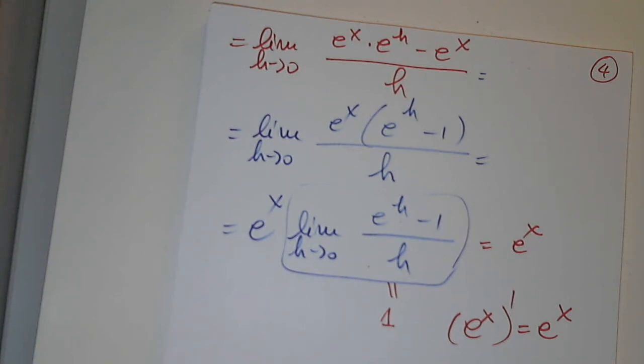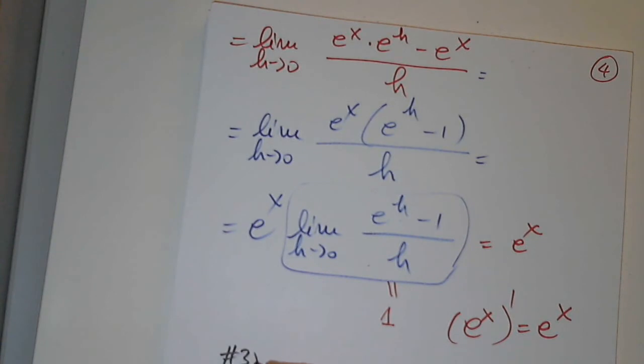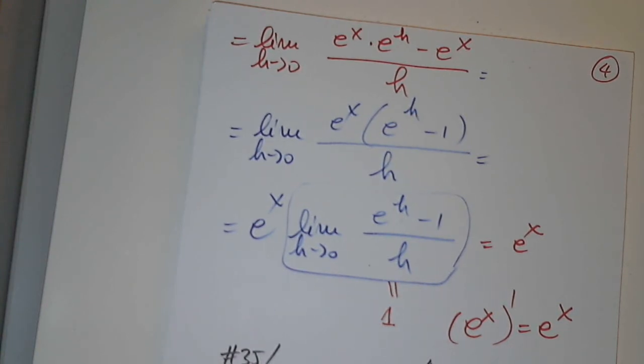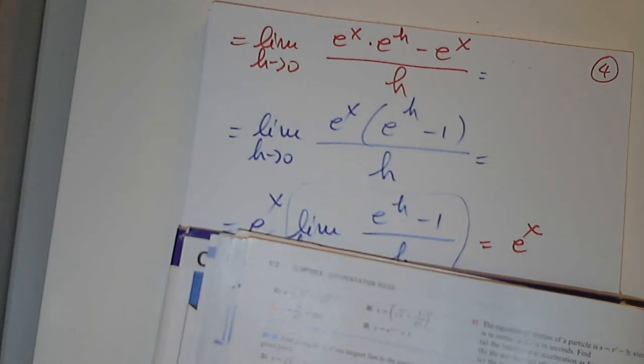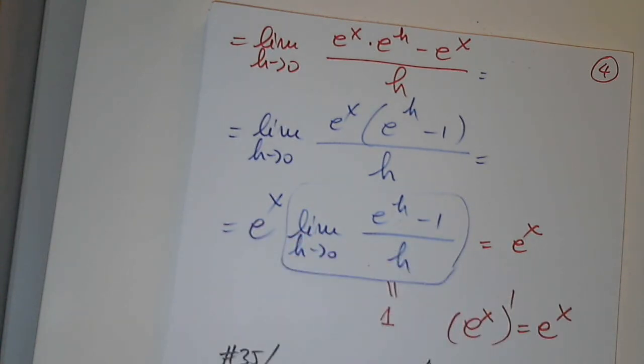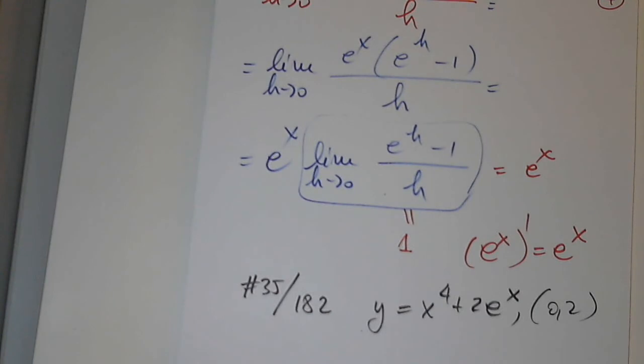Okay, so let's look at a few applications. Let's say 35 on page 182. And we have y equals x to the 4th plus 2e to the x. And they are giving us a point 0, 2. So it says find equations of the tangent line and normal line to the curve at the given point. I am not going to graph the function. I just want to give the idea.